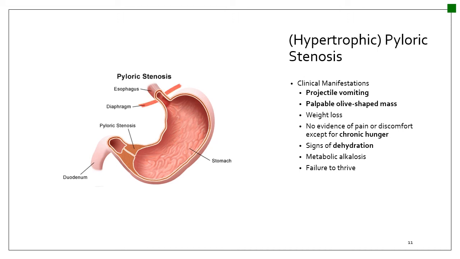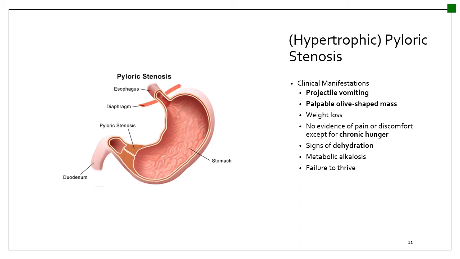So you think about where the stomach is and how it empties. The pylorus is large and round, kind of like a donut sign, they call it as well, but it's an olive-shaped mass. Weight loss because they're not getting adequate nutrients. There's no evidence of pain or discomfort because this does not hurt. They're just kind of obstructed, except that they're chronically hungry. So as soon as they vomit, they're going to show signs of hunger and want to feed again.